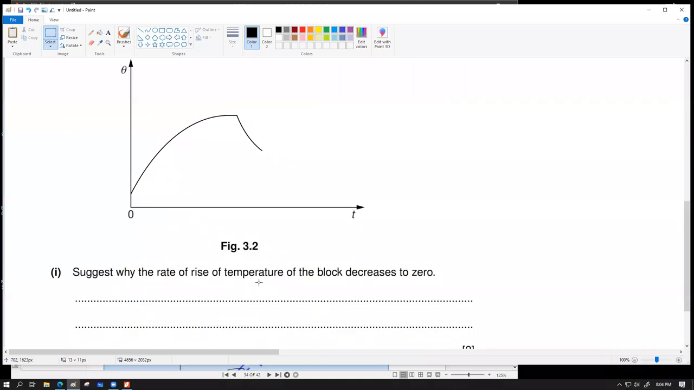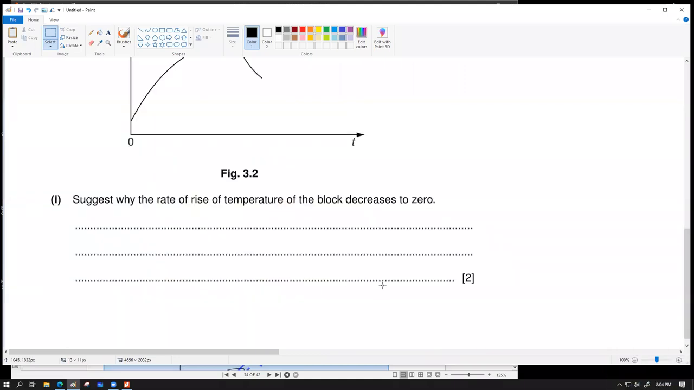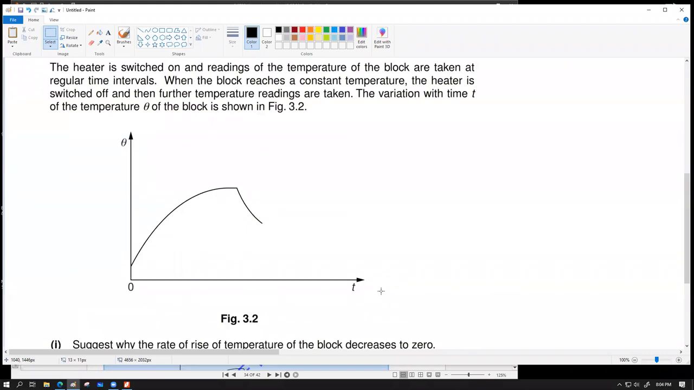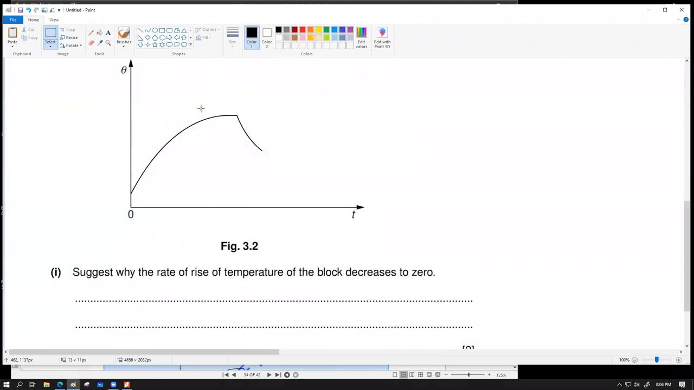Suggest why the rate of rise of temperature of the block decreases to zero. This part is pretty simple, because at the peak of the temperature versus time graph, the rate of heat gain becomes equal to the rate of heat loss, because the temperature of the aluminum block has reached a very high value. Since no more energy is absorbed by the block, the temperature becomes constant, so the temperature increase becomes zero.